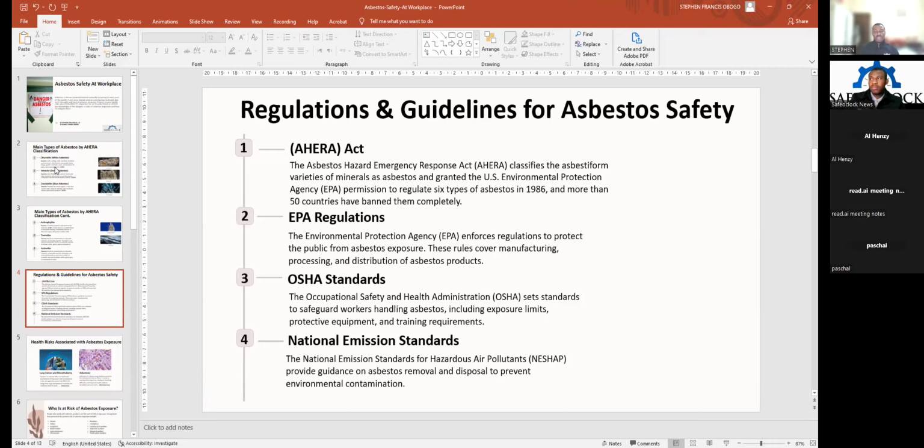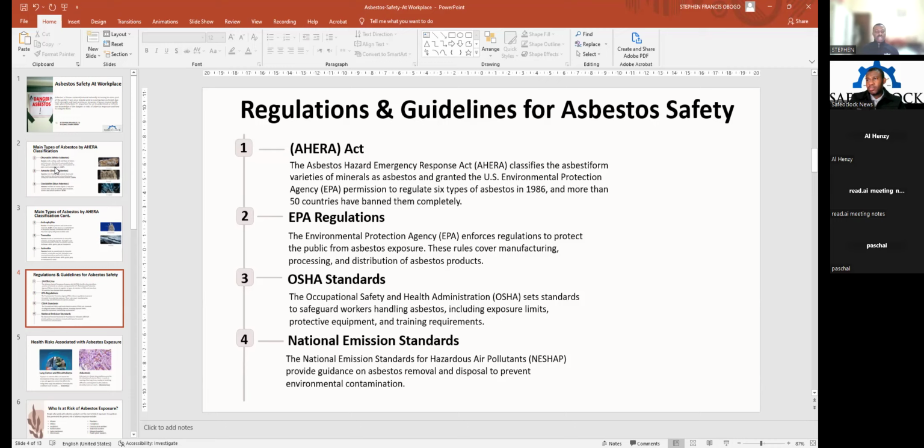Like the Environmental Protection Agency within the US says, they enforce the regulation to protect the public from exposure to these harmful minerals. These rules cover both the manufacturing process, processing industry, and distribution of the product. We are also familiar with OSHA. They also set standards to safeguard workers in terms of the handling of these mineral compounds, including the exposure limit, how you are going to protect yourself using PPE, and also the training requirement that is expected from employers in order to safeguard the workers.